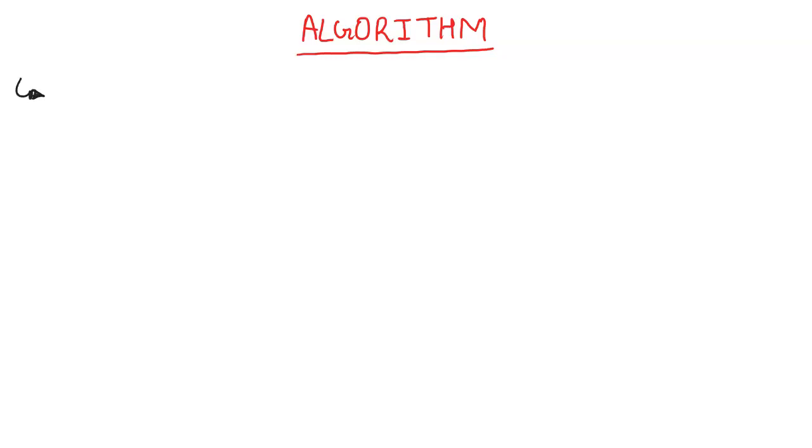So in this video we are learning about the algorithm, its characteristics and its properties. So let us learn what is algorithm. An algorithm is basically a step by step procedure for solving some task.